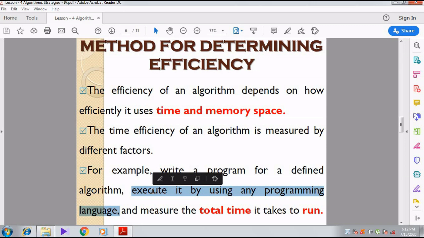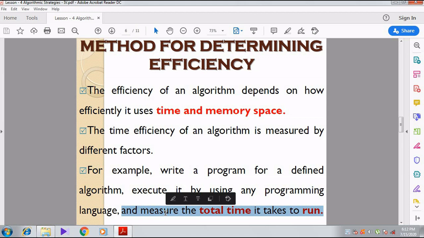Now, after creating the program, you run the program. And then you measure the time, how much time it takes to execute the program, how much time it takes to run the program. It may take only a fraction of a second. If the program contains 10 lines or 15 lines, how much time does it take? It may take just 1 or 2 seconds.